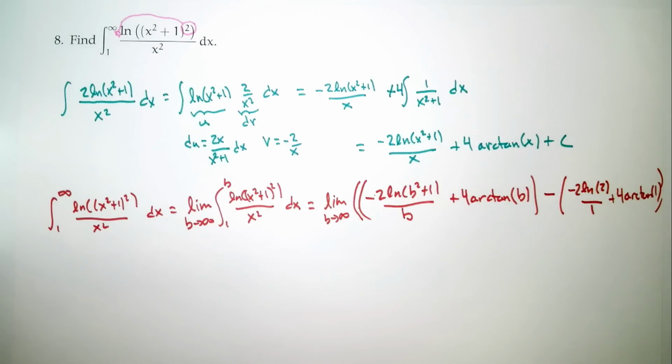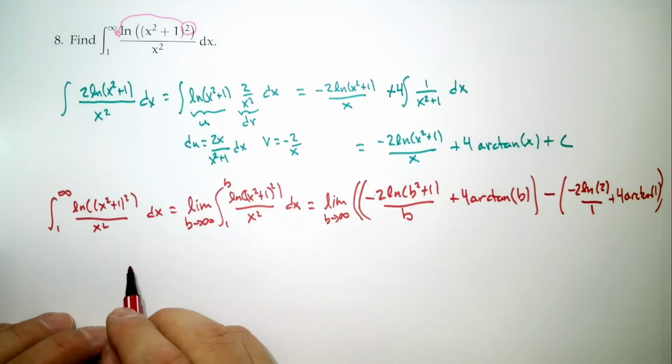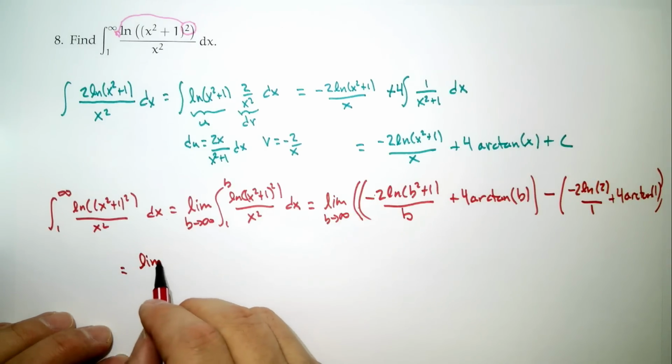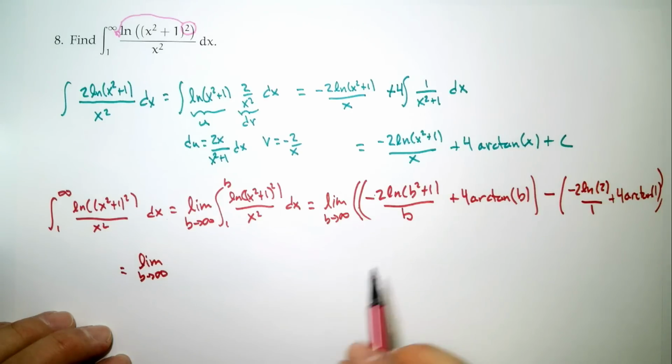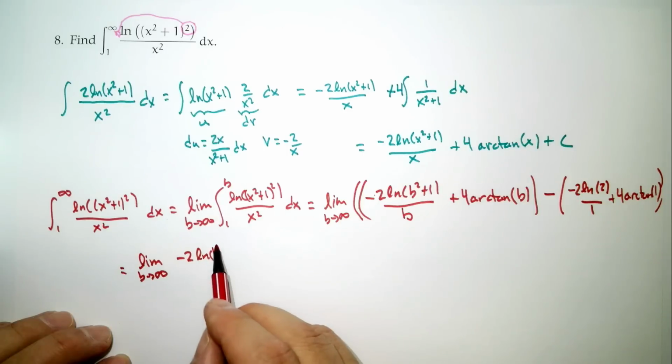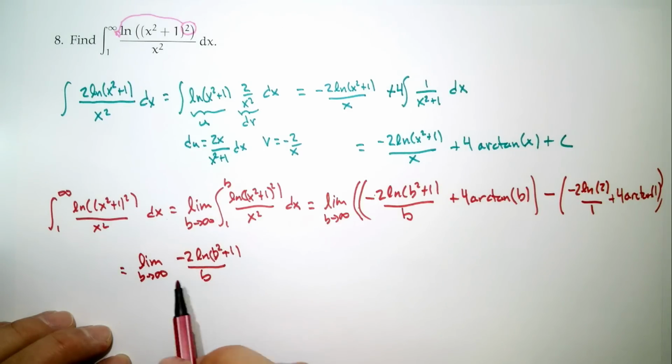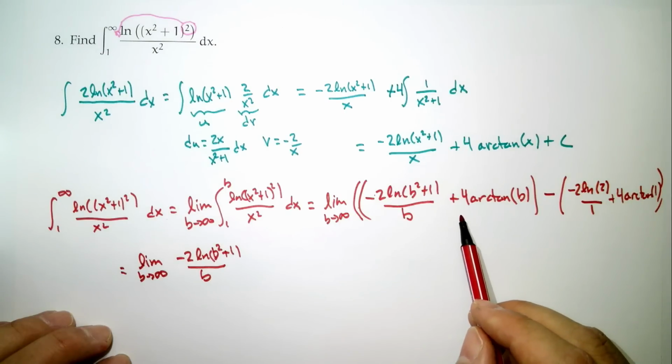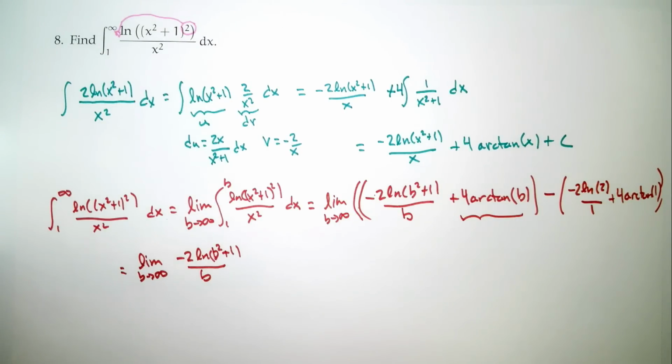Now we just start saying, okay, what's going to happen here? A couple things are pretty easy. First off, let's think of this as being broken up. So let's have this first part: limit as b goes to infinity, negative 2 log of b squared plus 1 over b. We'll deal with that in a second. What happens to your arctangent? So what happens to arctangent as the inside goes off towards infinity? What does arctangent do?